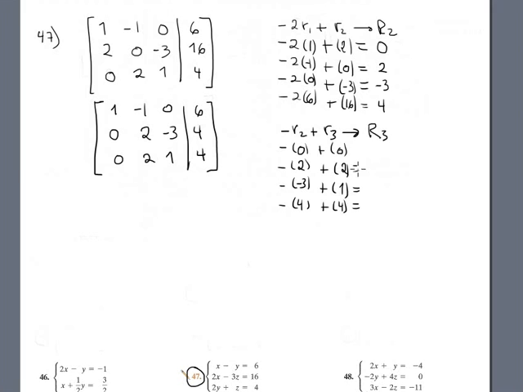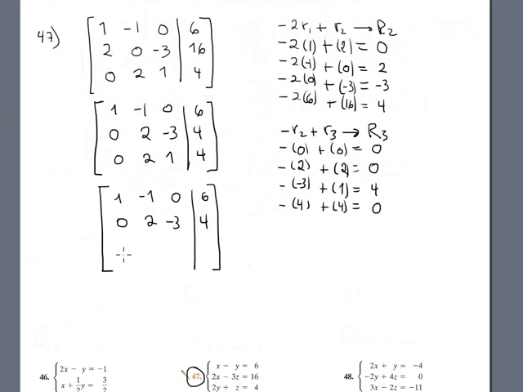Let's see what happened. This is 0. This is 0 again because it's minus 2 plus 2. This is 4. And this is 0 again. Minus 4 plus 4 is 0. And the new matrix is 1, negative 1, 0, 6; 0, 2, minus 3, 4; 0, 0, 4, and 0.